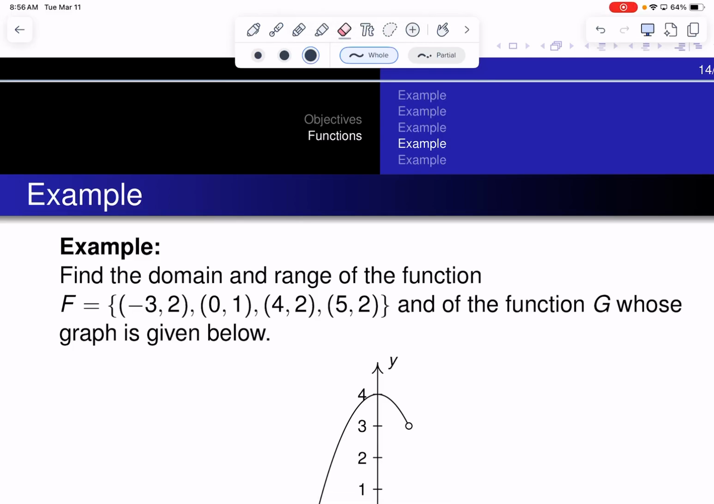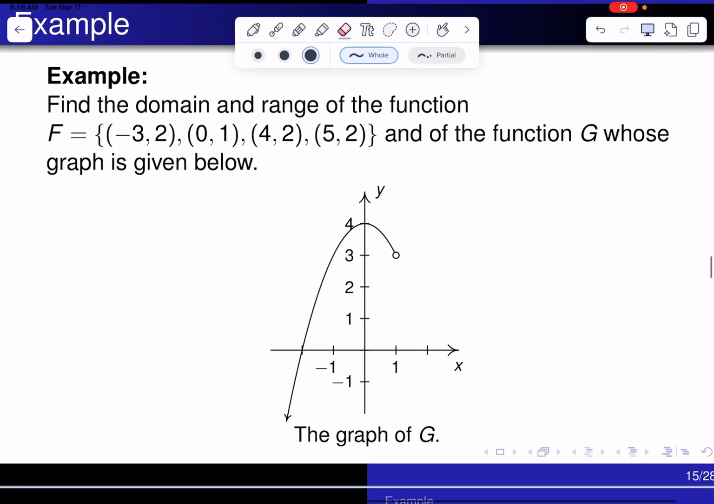Okay, page 45. All right, this example, they give you two different functions. It says find the domain and range of the function f, and I'm going to put f in red here. So let's do domain and range for that one here. And then I'll tell you how you have to specifically write your answer.